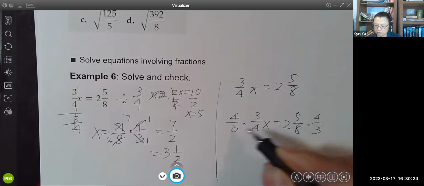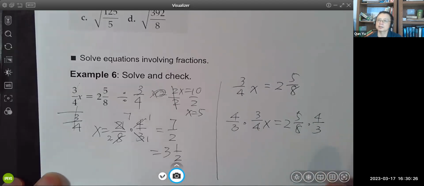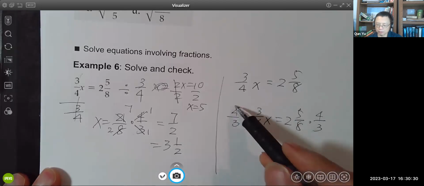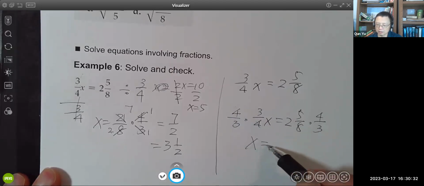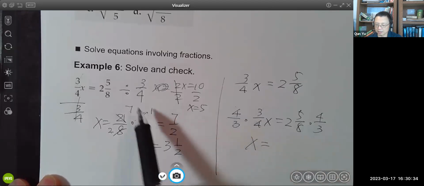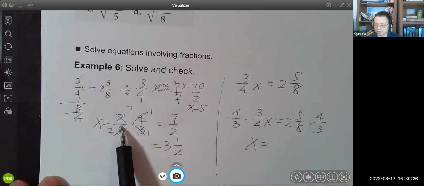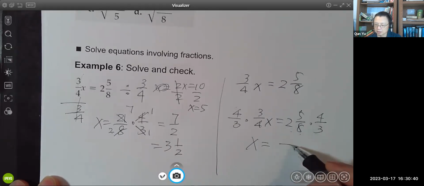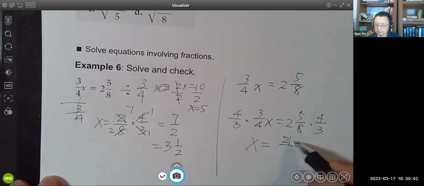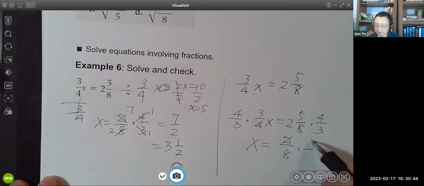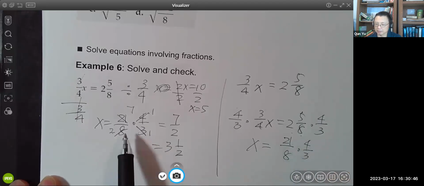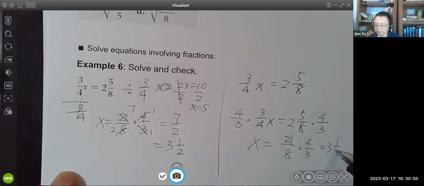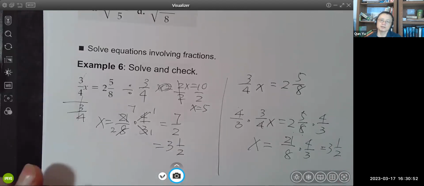We have to do it on both sides whenever we do any operation on the equation. So this becomes 1, right? 3 canceled, 4 canceled, with 1. And guess what? This is exactly the same situation, right? This number times this. I just need to change that to an improper fraction. So this is exactly the same thing. So we don't need to redo that. This will be 3.5. So either way is okay.